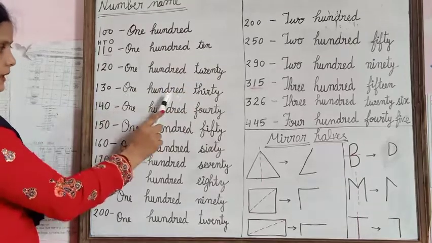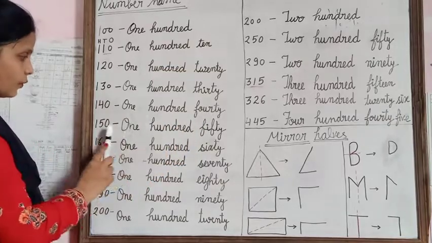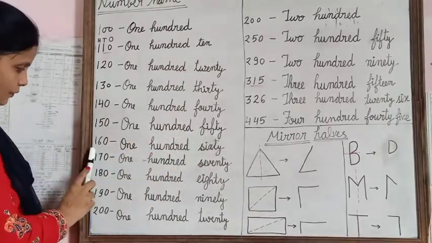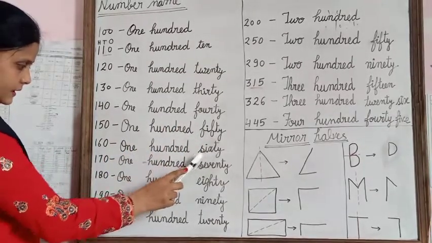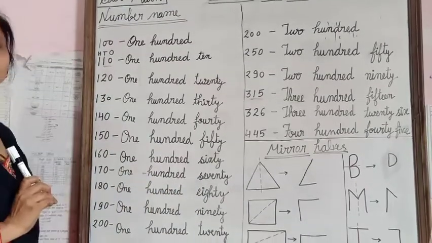120, 130, 140, 150, 160, 170. You write down the same pattern.